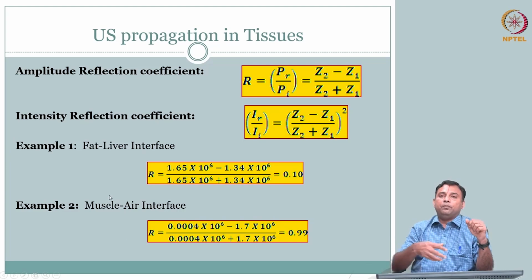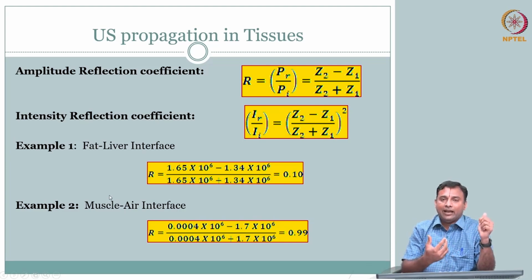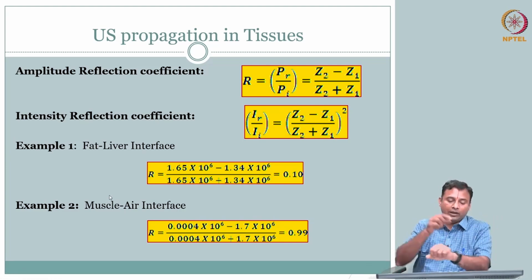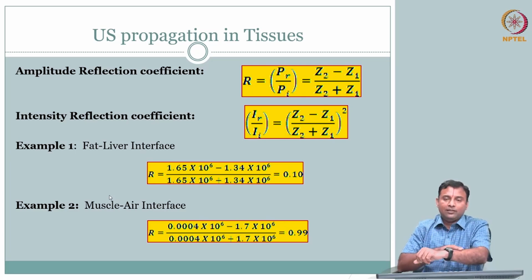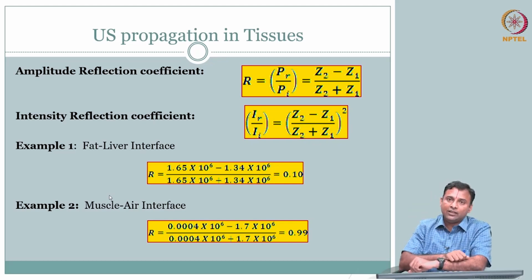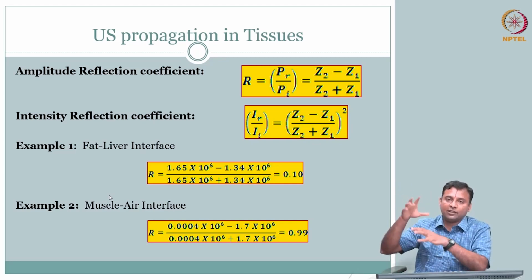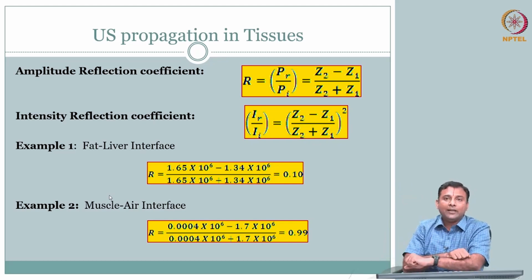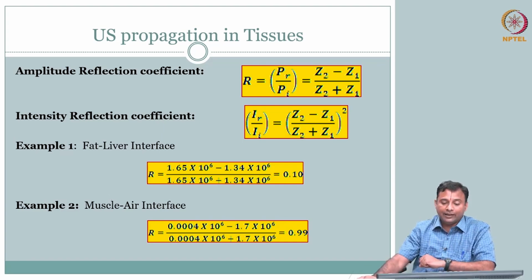Just to make it vivid, let's say I have an air-muscle interface. So air is outside, muscle inside. When I start with the skin and I get muscle, and I send the sound wave, I have a way to generate my sound wave, ultrasound, and I am putting it into the body. What is going to happen? I am going to encounter the air-muscle interface.